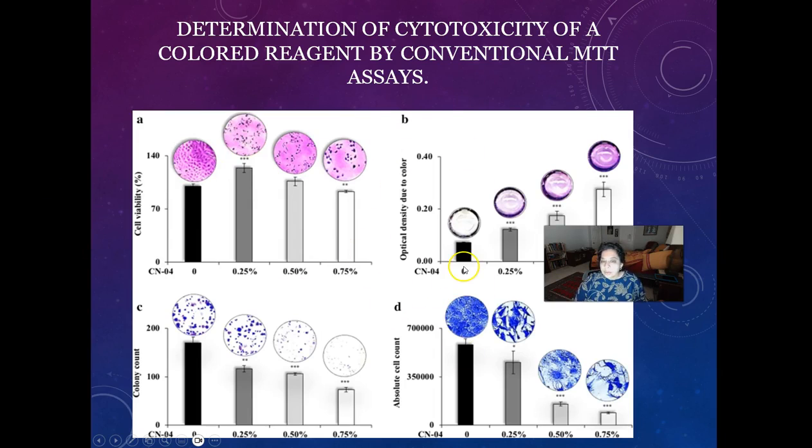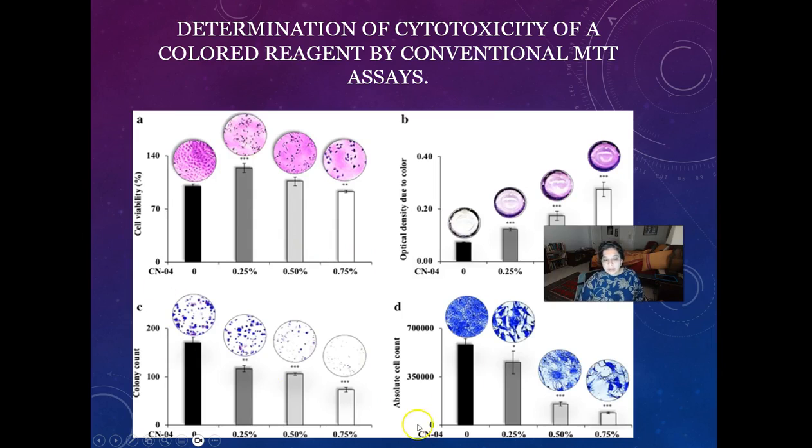Now here you have optical density due to color. So if you take the color off of them, solubilize it, and then look at it, you can see that there is more and more color in this case as you have more and more drug treatment. If this was a metabolic assay like MTT, you would expect that number to go down as you go up to indicate that the cells are dying.